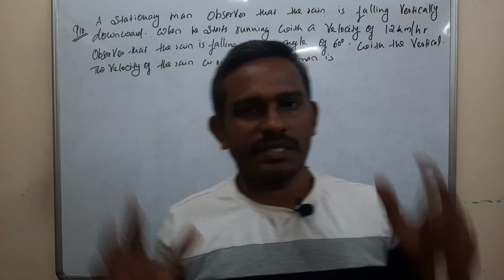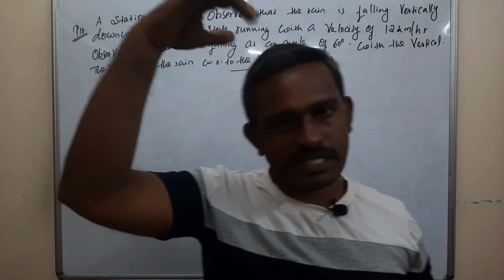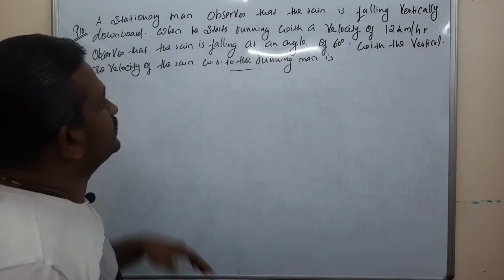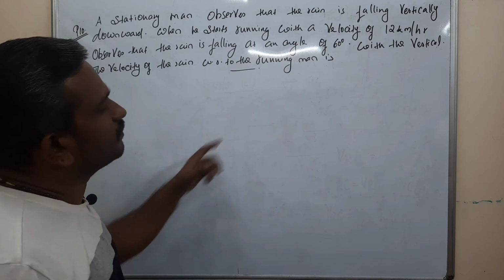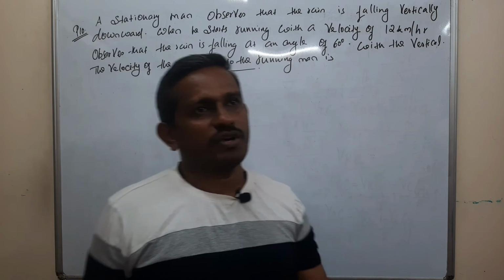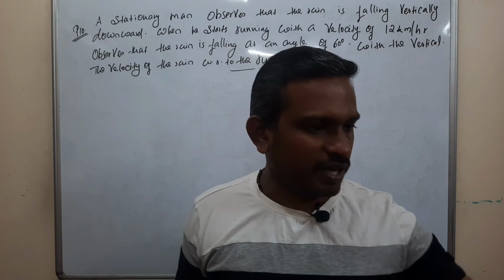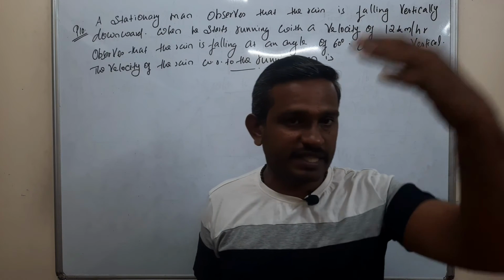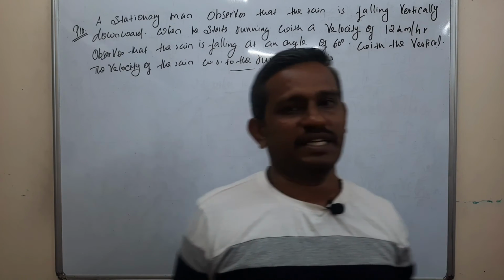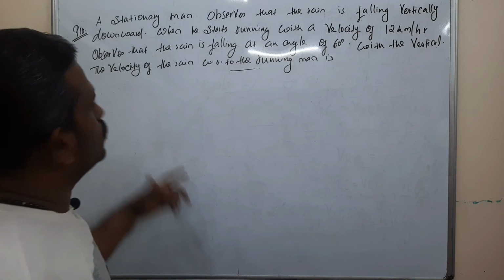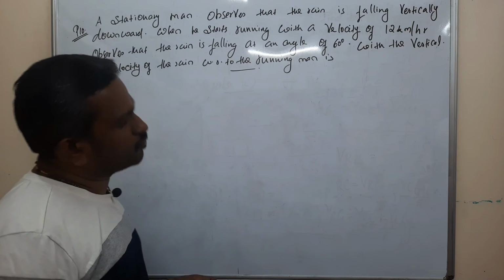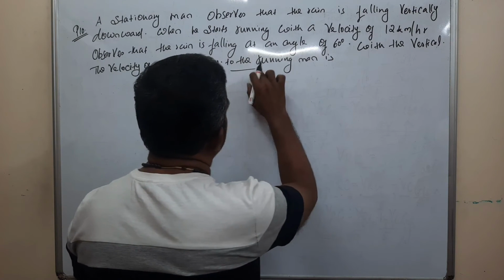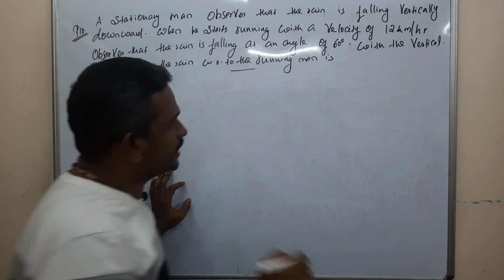So initially the man is at rest, so he feels that the rain is falling vertically downwards. So he started to run. He starts running with a velocity of 12 km per hour. At that time, he finds that the rain is coming at an angle of 60 degrees to the vertical. So we have to find the velocity of the rain with respect to the running man.